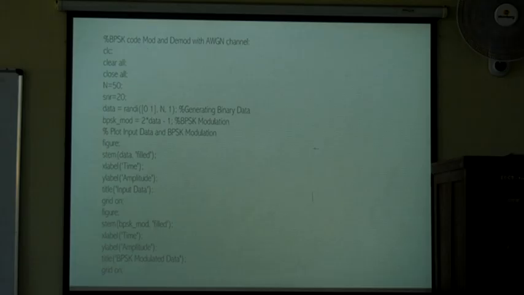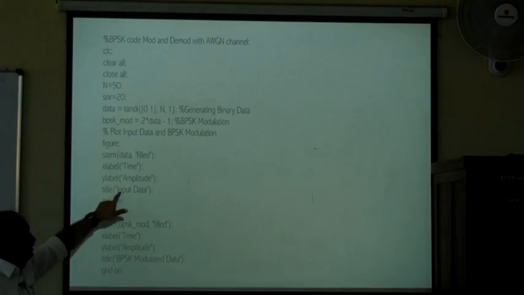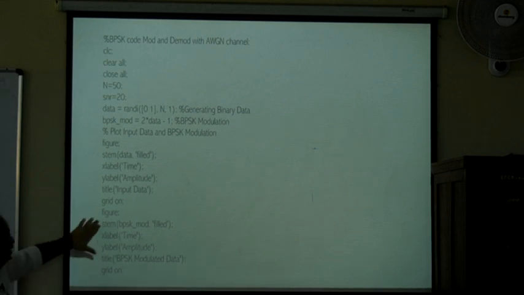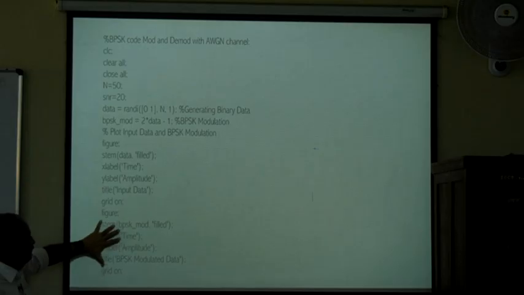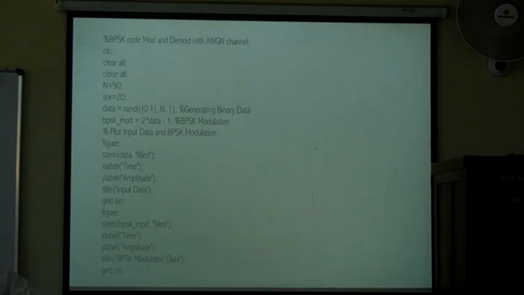The data will be, for 0 you are giving minus 1, 1 you are giving 1. And this is the x-axis and y-axis you are filling up. X label is time, y label is amplitude, and title of the graph is input data. So this is what you are trying to fill up. Right? This is only for plotting the data, how it looks. And then you can see that the figure is complete. And there is another figure which you are trying to plot, BPSK modulated data. Earlier you were taking zeros and 1, and you are now representing BPSK modulated data as minus 1 and 1.